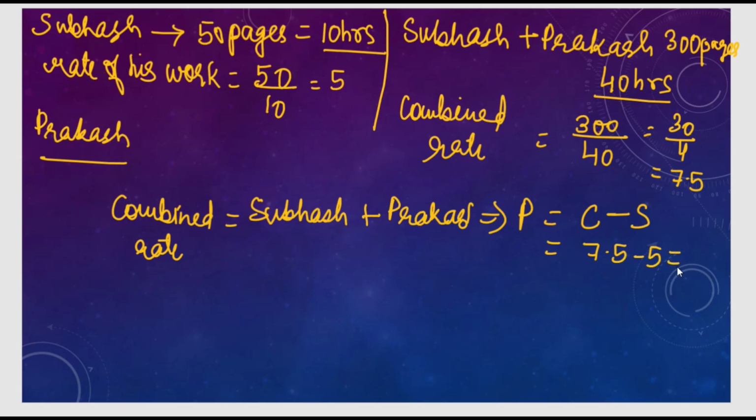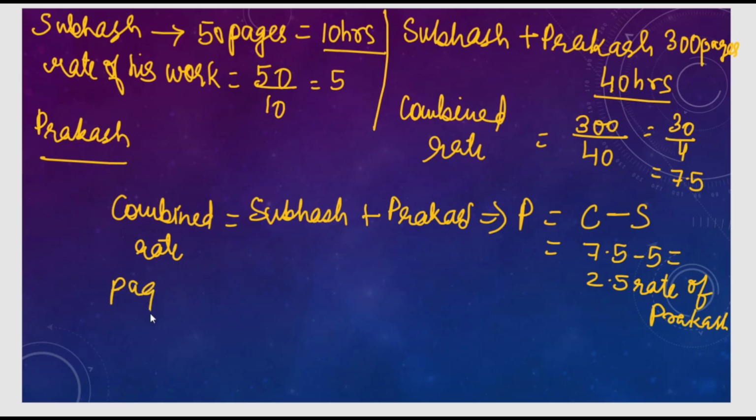What will be the answer? 7.5 minus 5, what will be the answer? 2.5. So 2.5 is the rate of whom? Rate of Prakash. Okay, so what I have to find is the time, right? For this, how many pages is he doing? 30 pages.